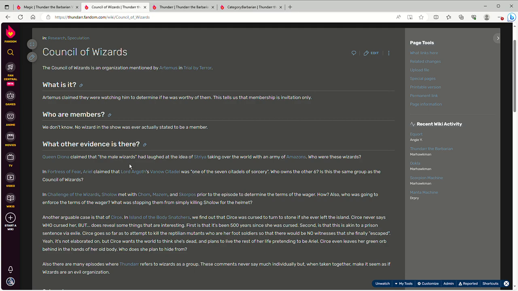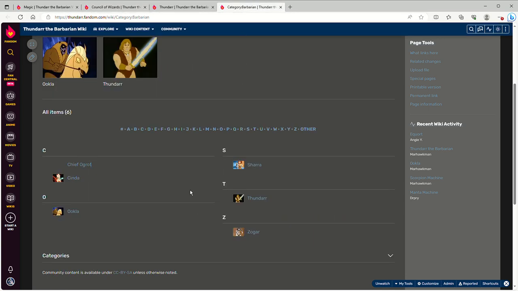which is kind of the thing with the barbarian characters, because none of them actually has innate magical abilities. Thundarr, Cinda, and Zogar use what are arguably magical weapons, but they're not weapons that channel their own power. They're weapons with an external power source of indeterminate origin.